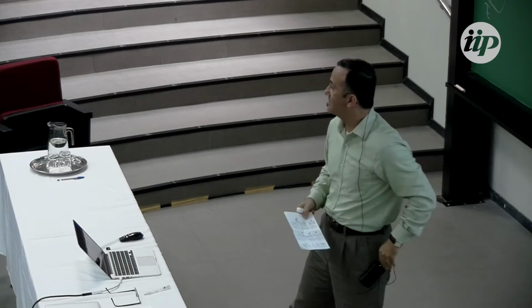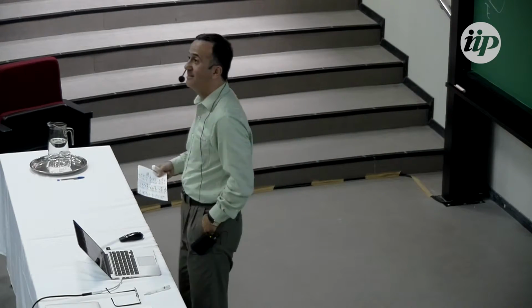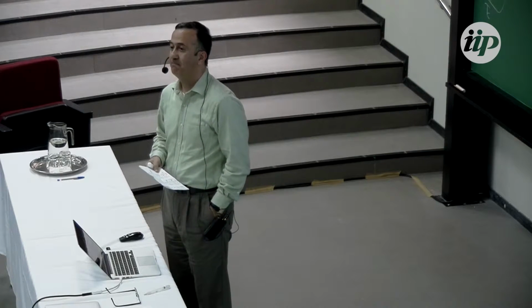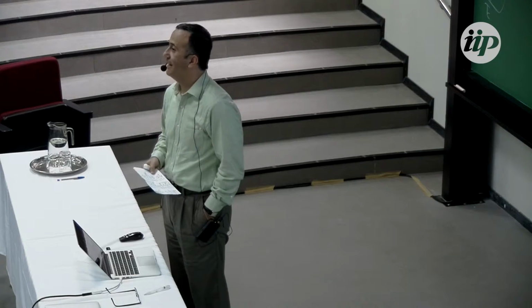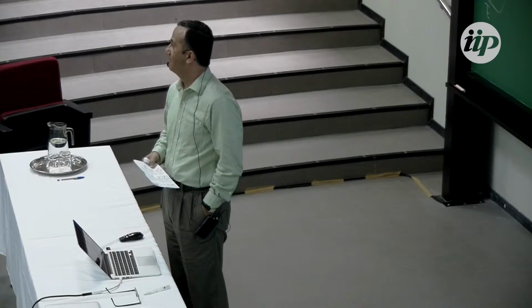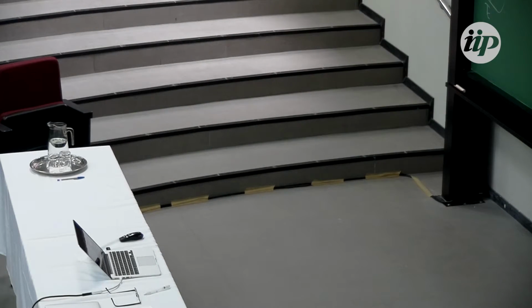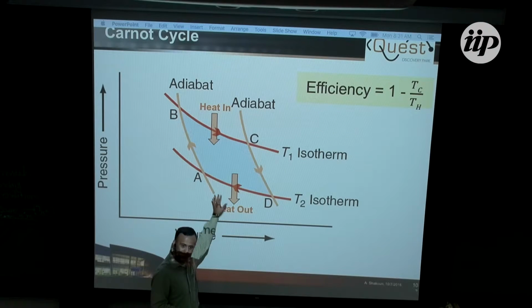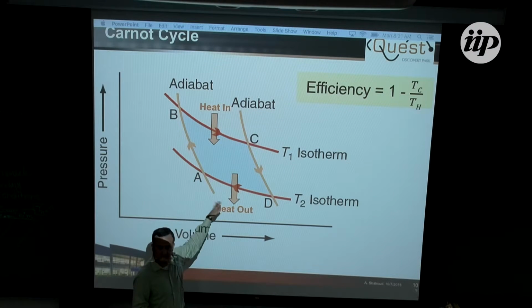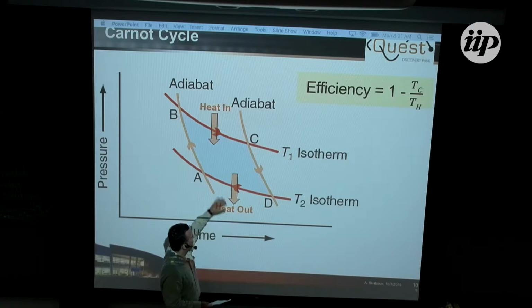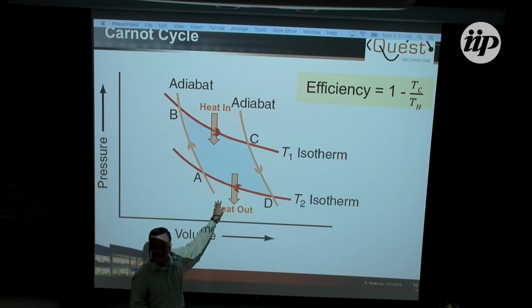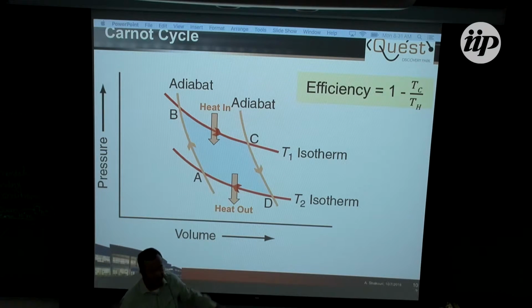The maximum efficiency is 1 minus T cold divided by T hot. How did Carnot arrive at that? By the way, again, by simplifying things, it took 200 years for us to reinterpret it. We can derive, using the laws of perfect gases, what this efficiency is. You can get 1 minus T cold divided by T hot.